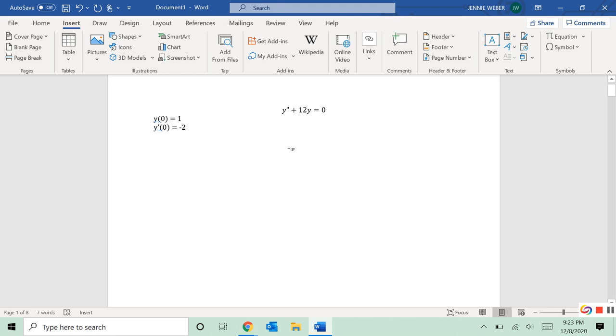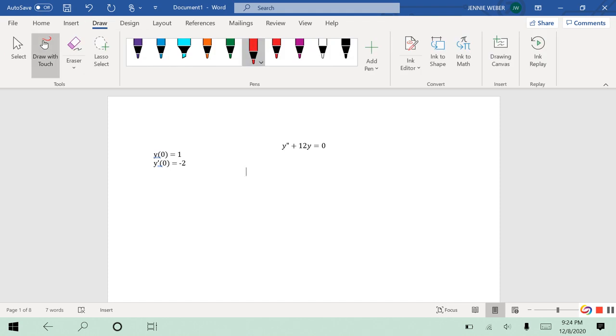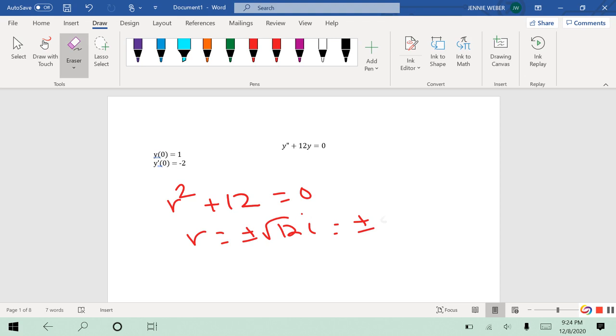So we're going to start and we write our auxiliary equation first. So I'm going to change that y double prime plus 12y equals 0 into the auxiliary equation. So the y double prime becomes r squared. Then we don't have a y prime, so we don't have an r, so this is just plus 12 equals 0. So then r equals plus or minus the square root of 12i, or plus or minus 2 square roots of 3i.